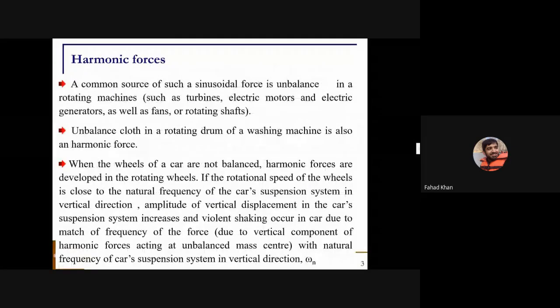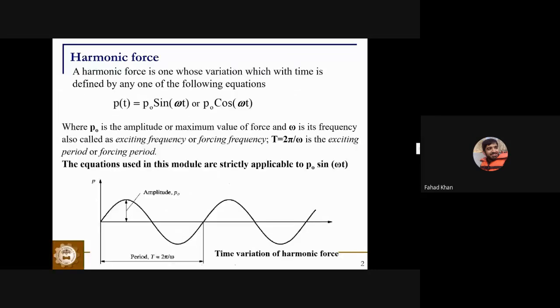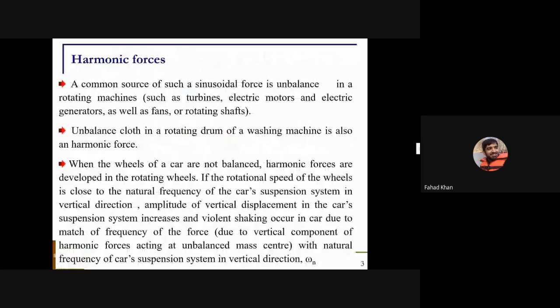Now, what are harmonic forces and what is the origin of all these harmonic forces? A common source of such a sinusoidal force, that is P naught sine omega t, is unbalance in rotating machines, such as turbines, electric motors, and electric generators, as well as fans or rotating shafts. So whatever component is rotating and has an unbalanced mass attached to it is going to cause some kind of harmonic force which will take the shape of P naught sine omega t.